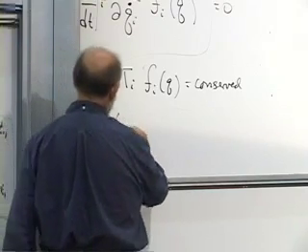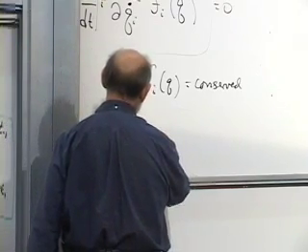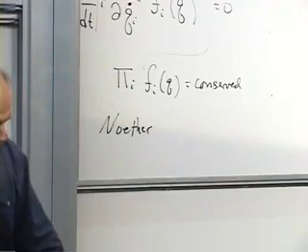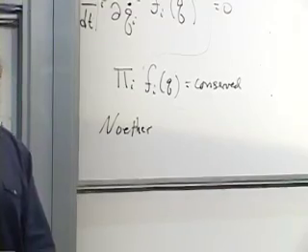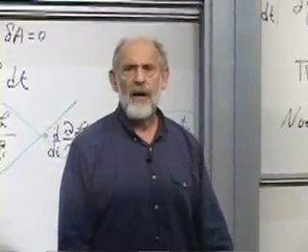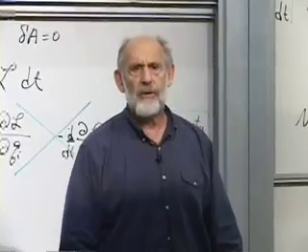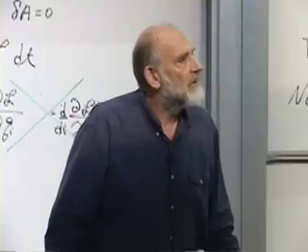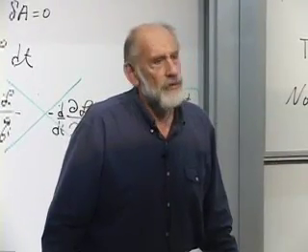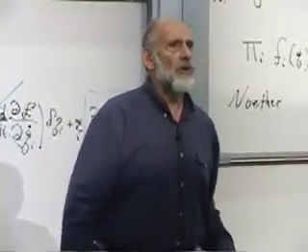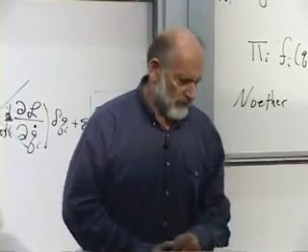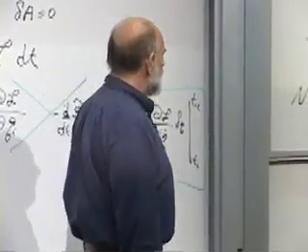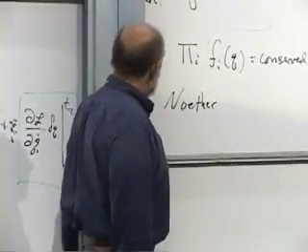Noether, N-O-E-T-H-E-R. Noether was a 19th century, early 20th century, 19th or 20th. Emmy Noether. She died in the 50s? Well, she was late 19th century, early 20th century. It must have been the 20th century. I'm not sure when she discovered this theorem. But in any case, this is Noether's theorem, that there's a conserved charge.